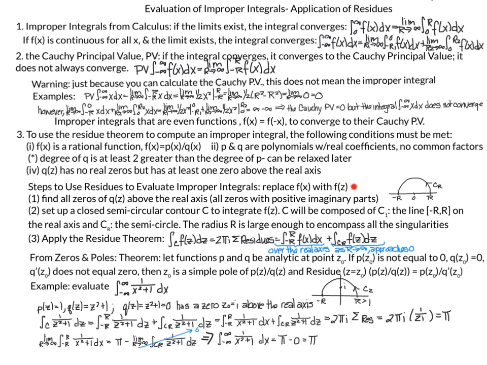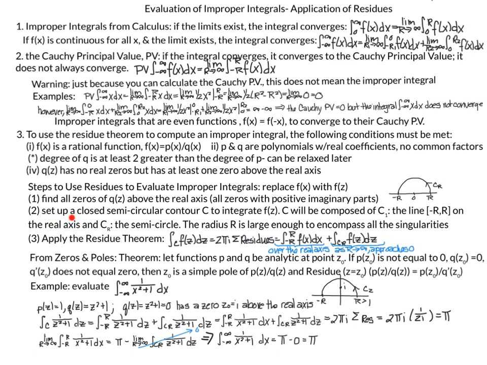Now that we have f of z, we're going to consider our rational function. We're going to look at the denominator q of z, and we're going to find all the zeros of q of z. That's exactly where our f of z is going to have singularities. So we'll look at all the zeros of q of z, and in particular, we're going to find the zeros above the real axis. In other words, those are all the zeros with positive imaginary parts.